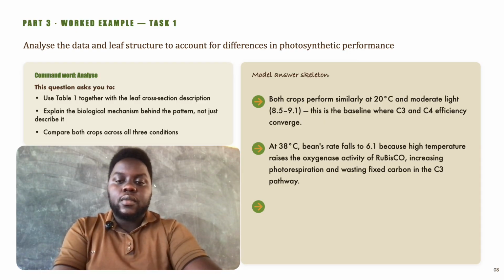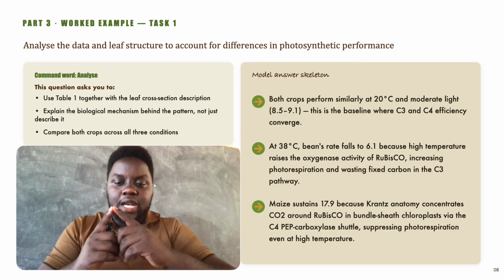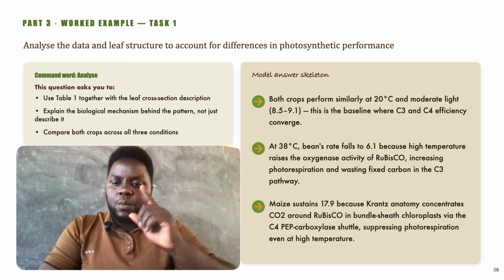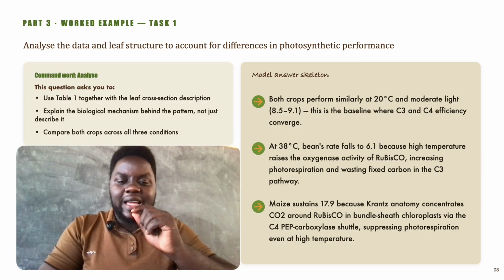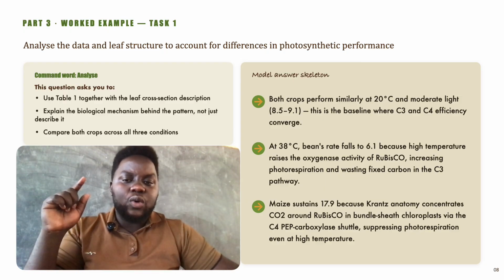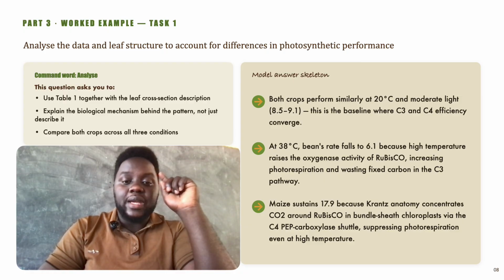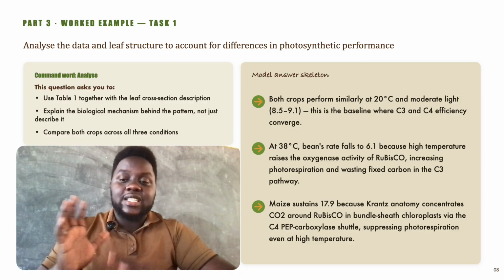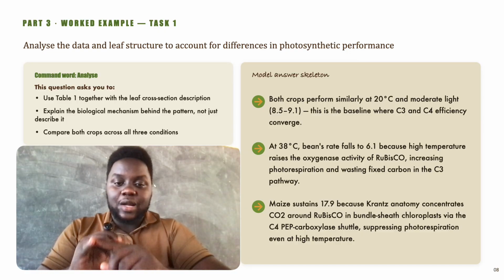Okay? Now, the third layer. You are going to write and say, maize, on the other hand, sustains 17.9 where it is unchanged. Remember, you have pointed out that beans collapsed. Now you are pointing out that maize actually remained the same. Why? And you're going to tell us the reason. Remember, we have what, why, and how. So we are stating the why.